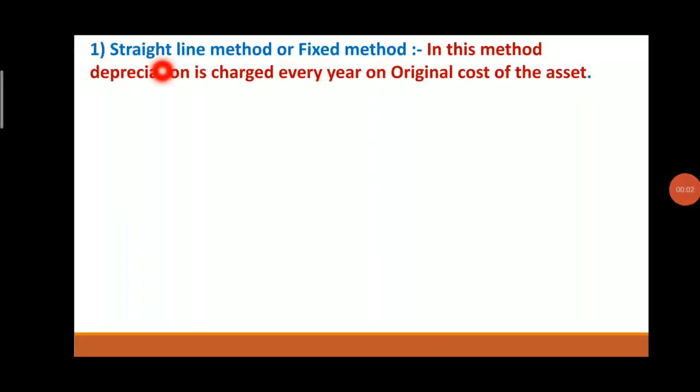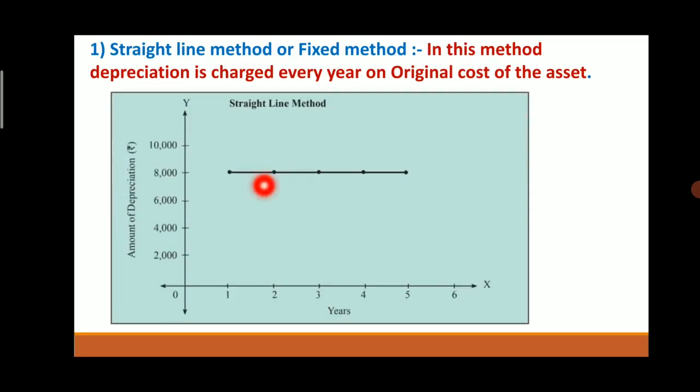Now we have the first method, that is the straight line method or fixed method. In this method, depreciation is charged every year on the original cost of the asset. Now let me explain how it is. Suppose, can you see this is a straight line? Why? Because the company has decided to charge 8,000 per year as depreciation on the fixed assets.